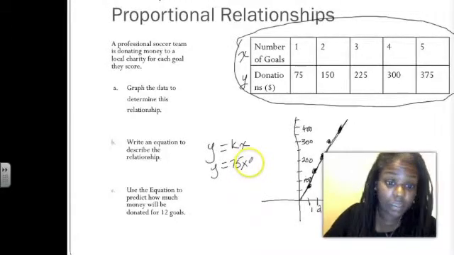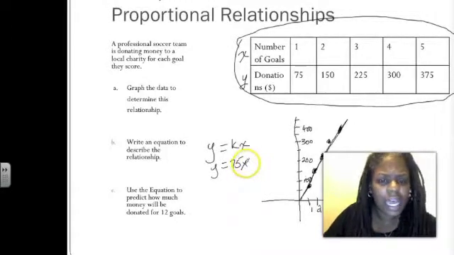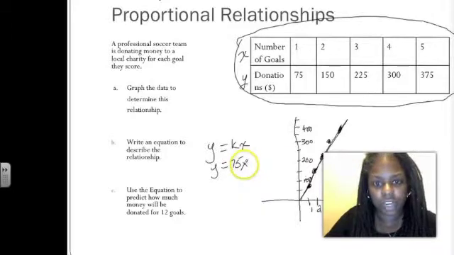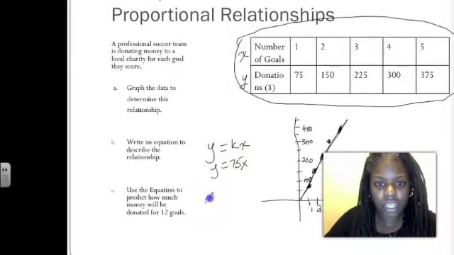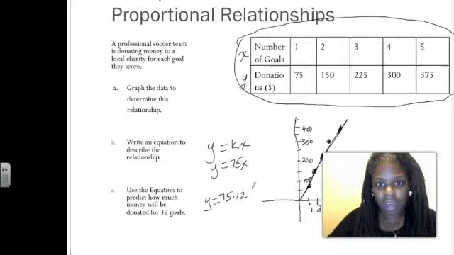All right. The next one is use that equation to predict how much money will be donated for 12 goals. So in this case, if we're dealing with 12 goals, we know that x would refer to the goals. So y is equal to 75 times 12. I'm going to multiply that, and I'll get my answer.